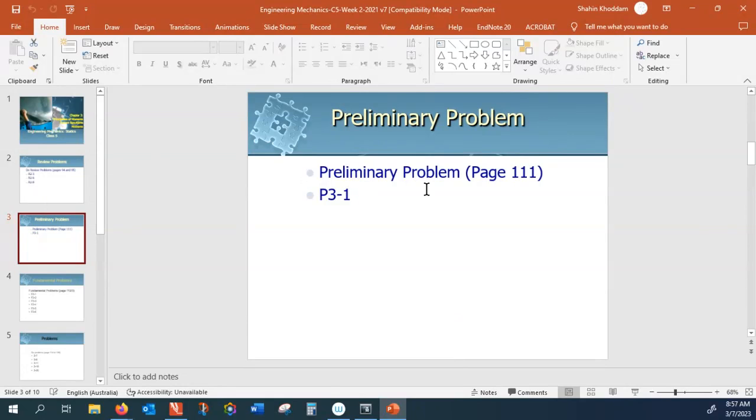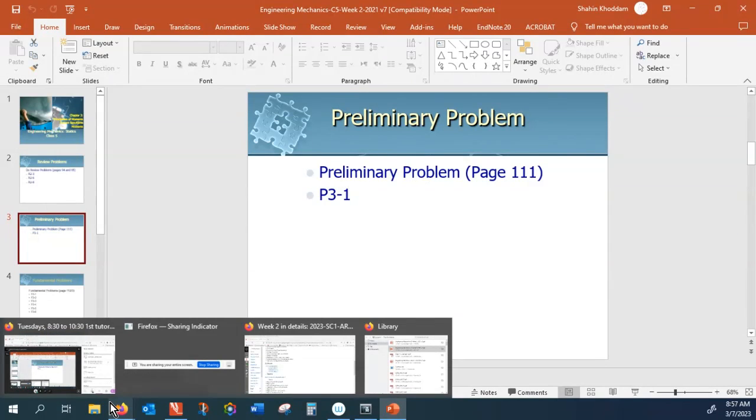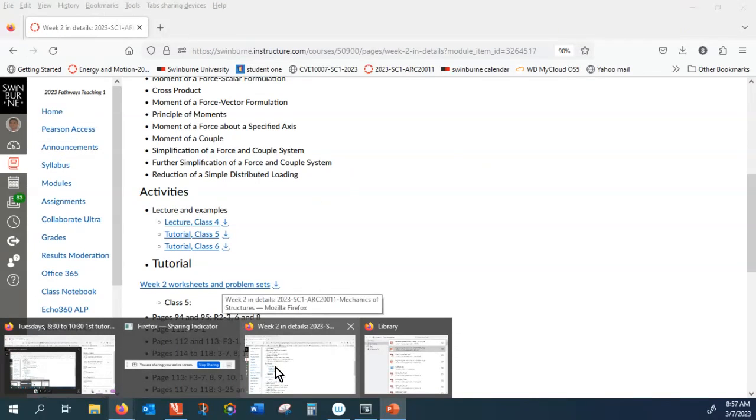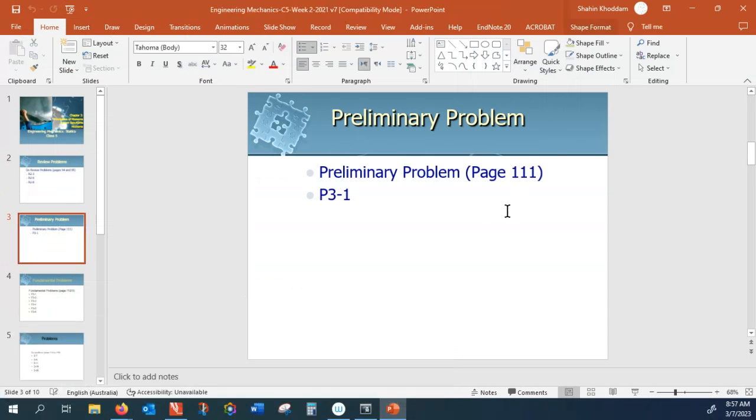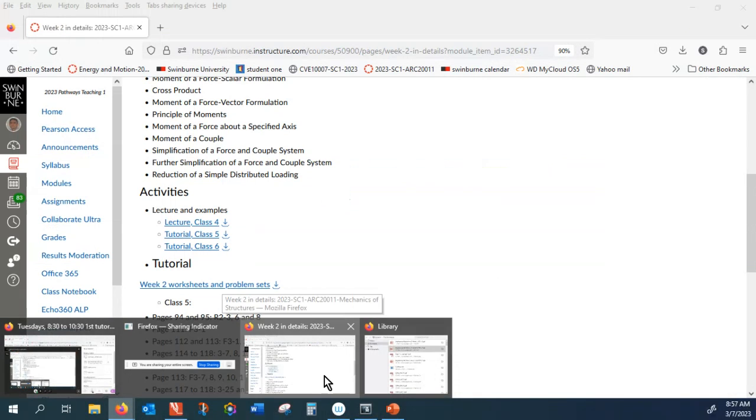But if the forces are three-dimensional, the best approach is to pick a position vector to describe the force and then multiply them in a vector fashion. So today we do practices for both. Let's get into page 111 and see what we've got there.